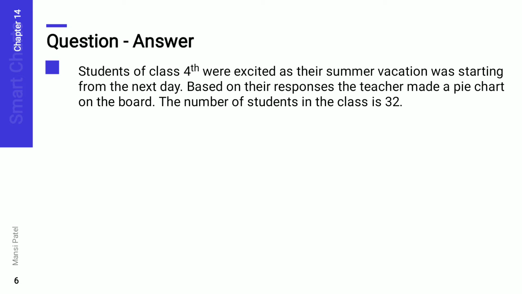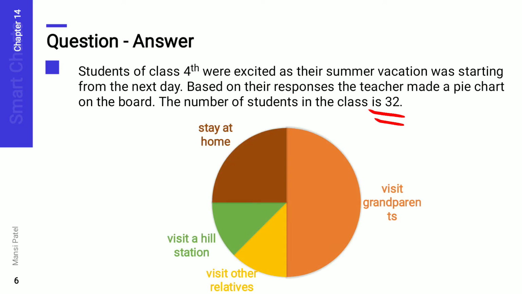Now, based on the response, the teacher made one pie chart on the board. In one class of 4th, how many students are there? That is 32 children. So the number of students in class 4th is 32, and based on their answer, the teacher made this type of pie chart.